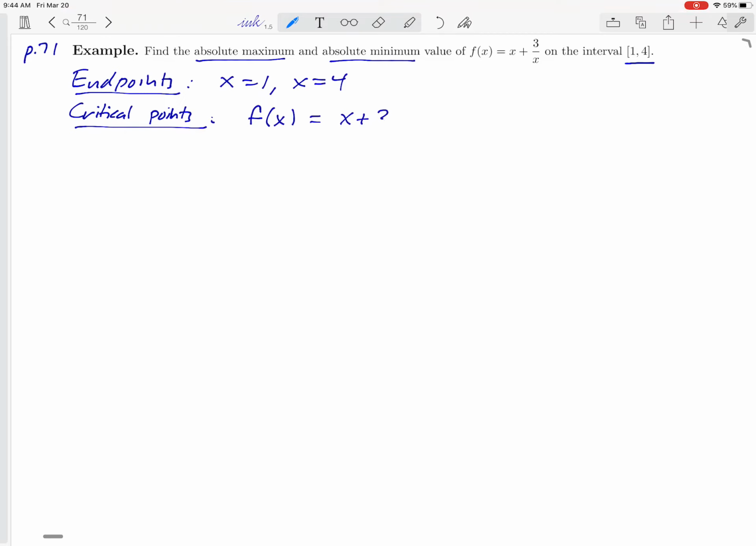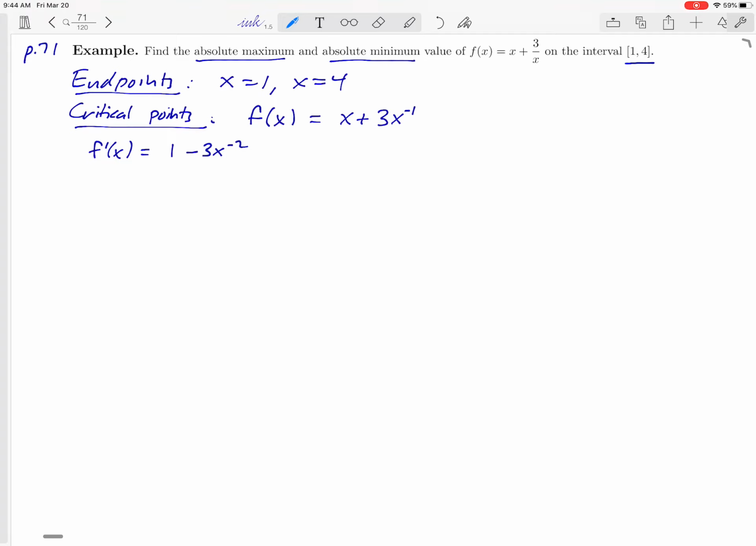and just to make it easier to take the derivative, I'm going to rewrite it. So x plus 3 over x is the same as x plus 3x to the negative 1 if we take that over x and just move the x into the numerator. And so we're going to take the derivative of that. We can do that just using the power rule. So the derivative of x is 1. And the derivative of 3x to the negative 1, if we bring that negative 1 down, we're going to get negative 3x to the negative 2.